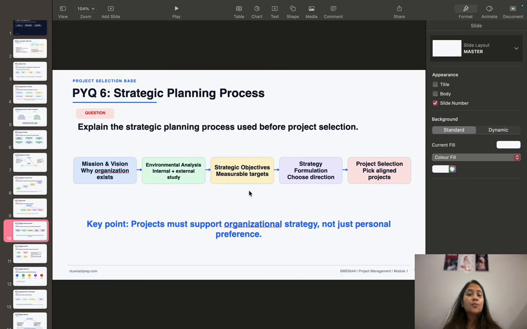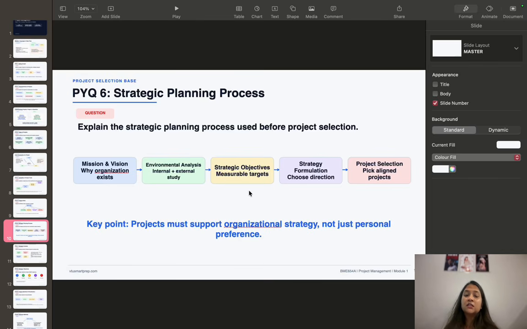Okay, if you observe in your colleges, there will be a board everywhere, even in the classroom or in the corridors. On each floor there will be a mission vision board. I don't know whether you have observed it or not, but every organization has a mission and vision. So mission is going to tell why the organization exists, and vision is going to tell where it wants to reach in the future. Are you clear? So next, second, the organization performs the environmental analysis.